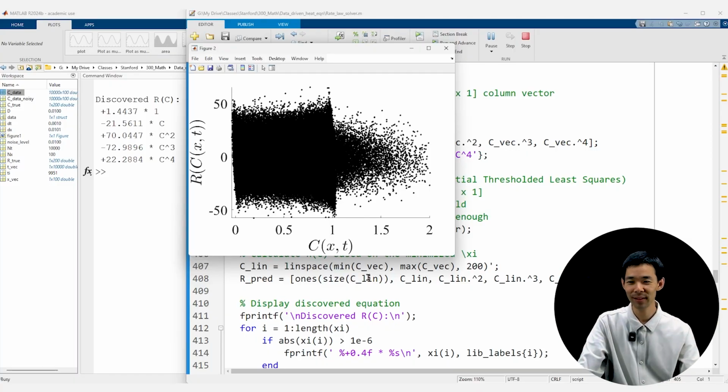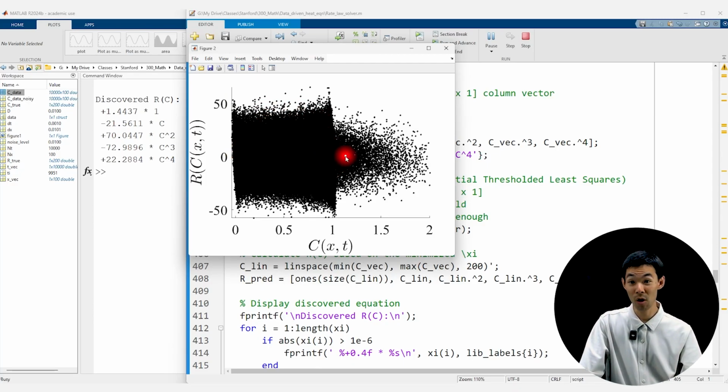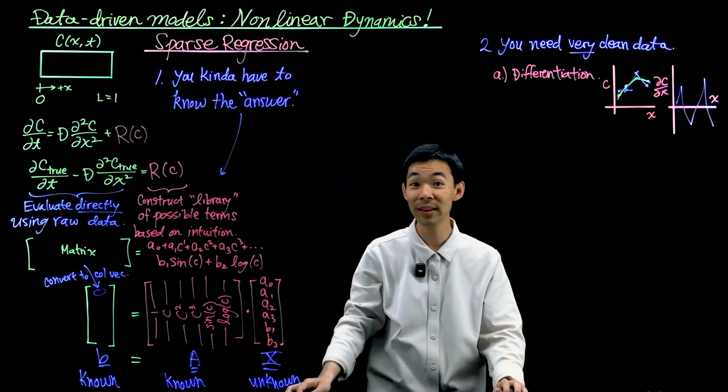I mean, look at this. This rate as a function of concentration is all over the place. You can't even see a trend anymore. The black points are the evaluated points from the left-hand side of this equation with added noise.